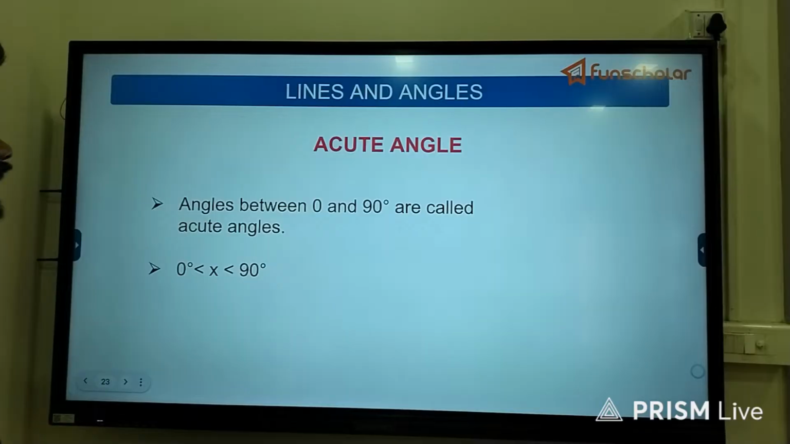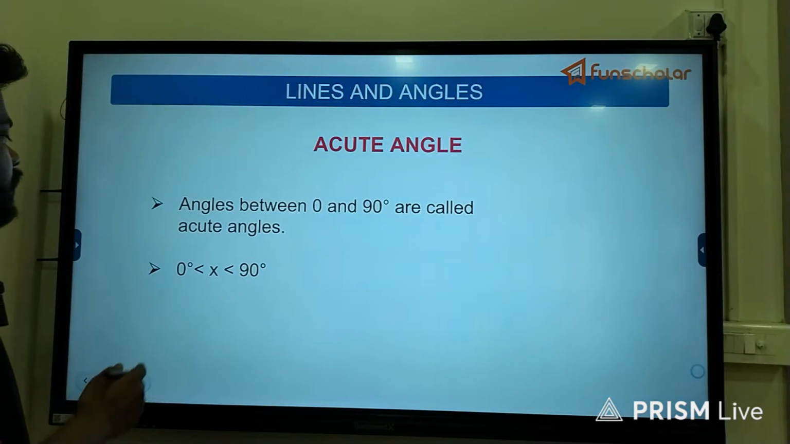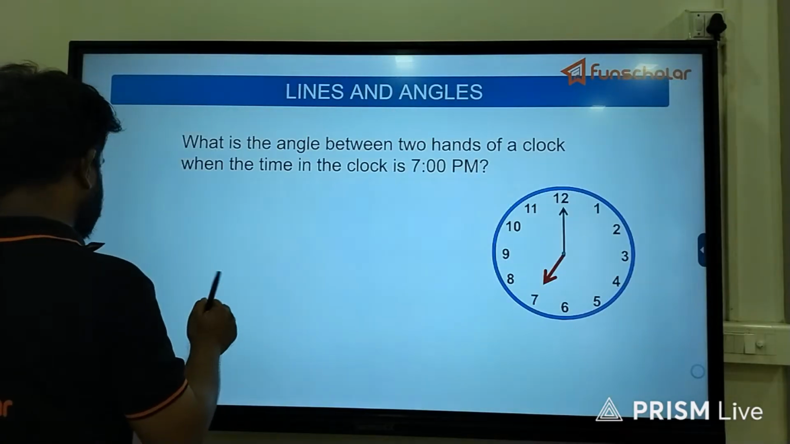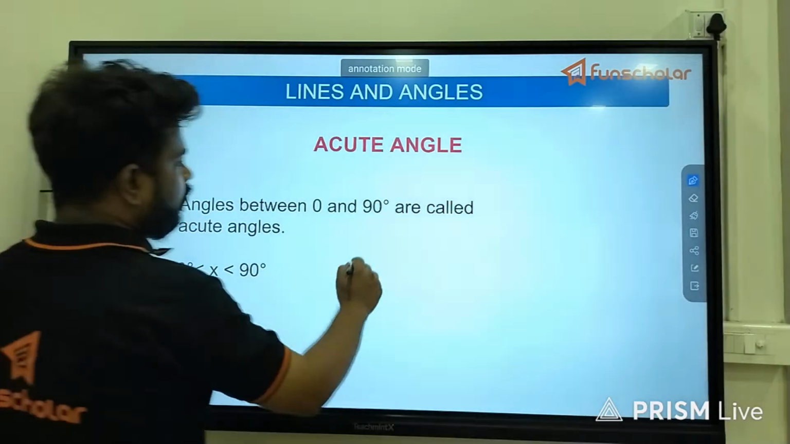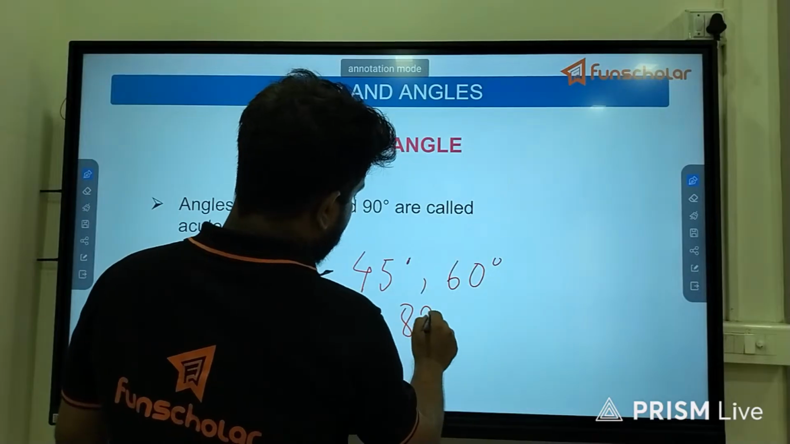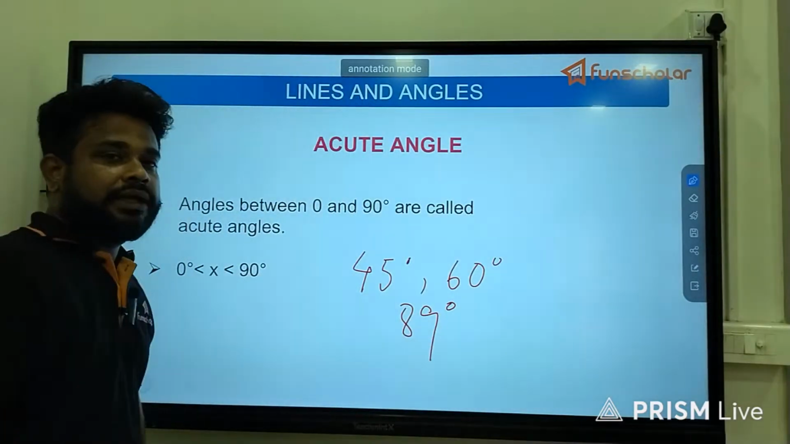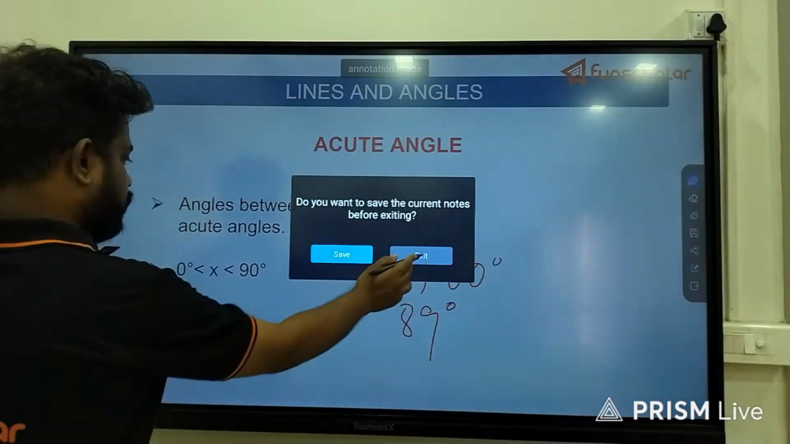Okay, so acute angle: angles between 0 and 90 degrees are called acute angles. From 0 degrees to 90 degrees, all angles will be called acute angles, like 45 degrees or 60 degrees or 89 degrees. Okay, let's go next.